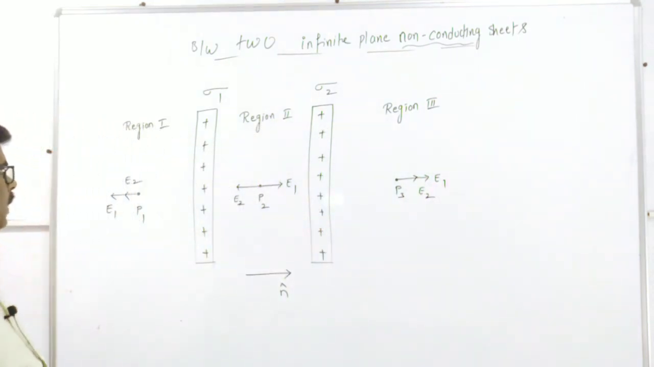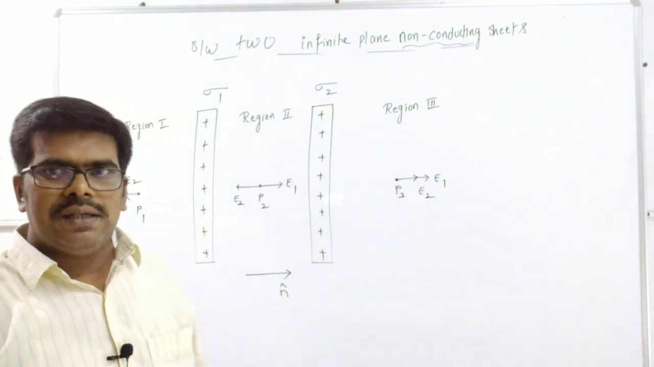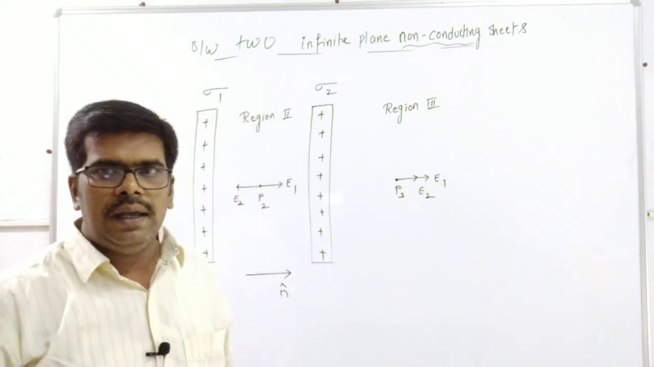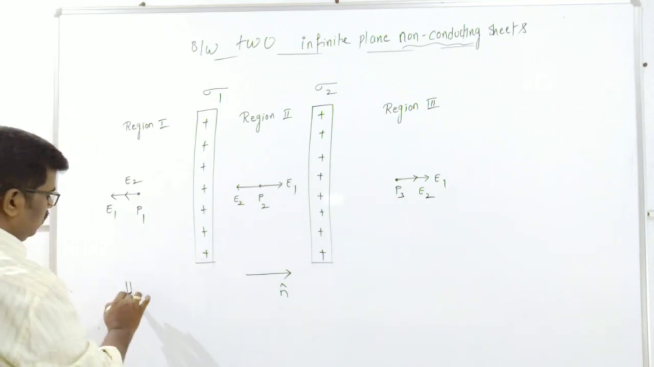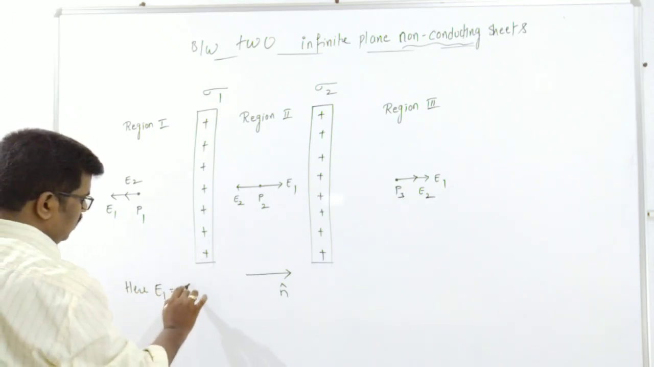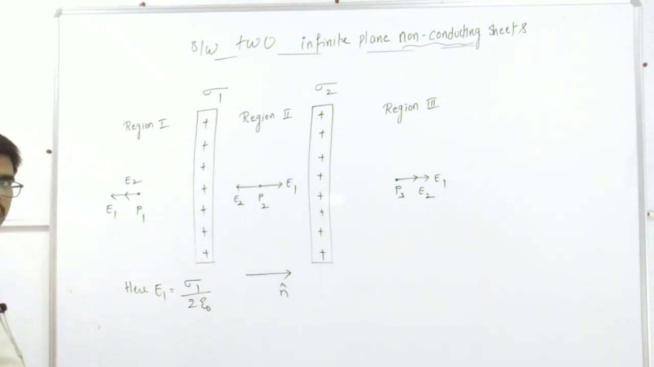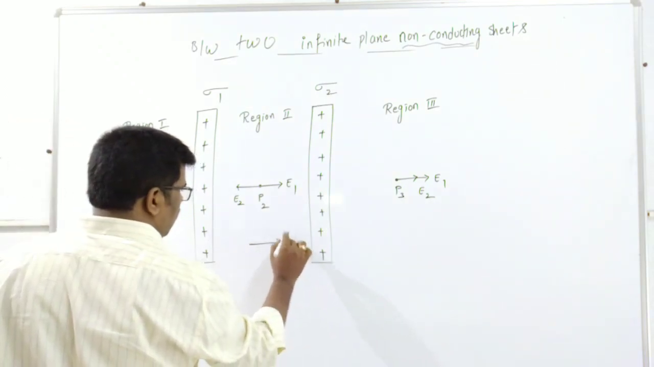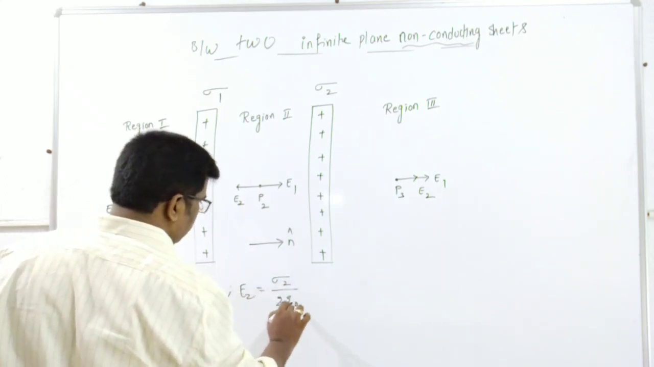Now you observe these electric field intensities E1 and E2. We already discussed these are infinite non-conducting charged sheets, so that expression we already derived, that is E equal to sigma by 2 epsilon naught. So here E1 due to the first plate is sigma 1 by 2 epsilon naught, in the direction of unit vector n cap, and E2 is sigma 2 by 2 epsilon naught.